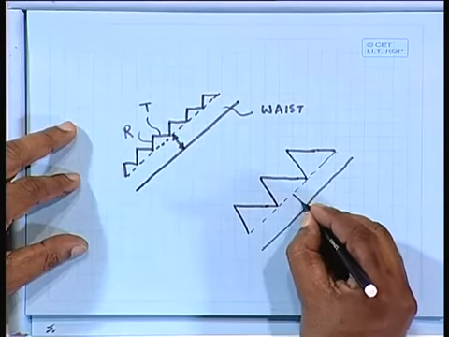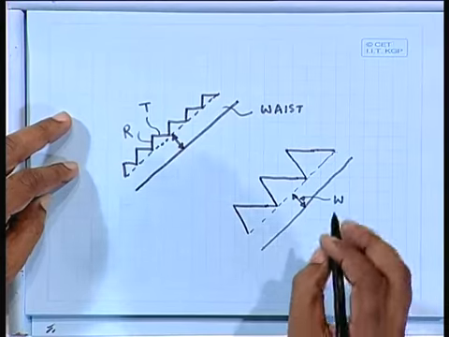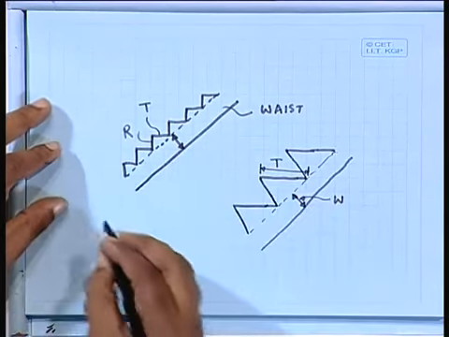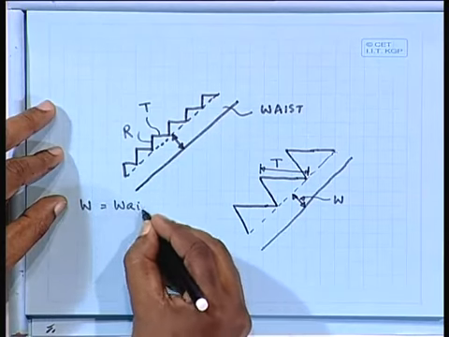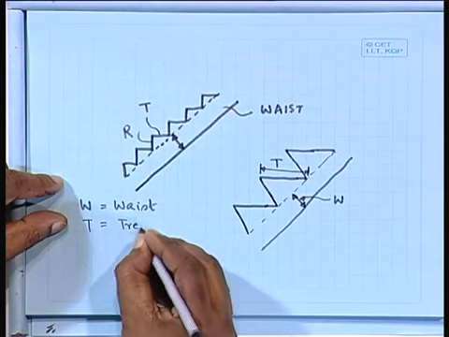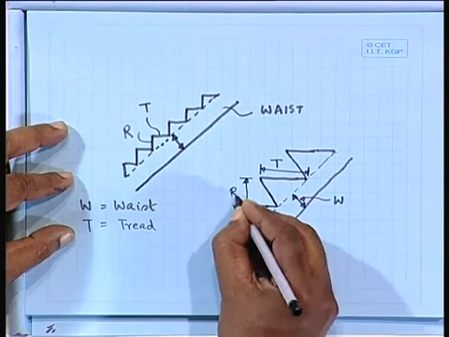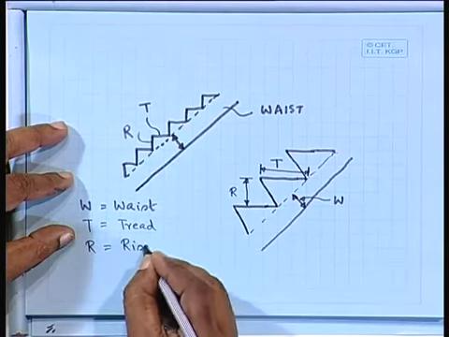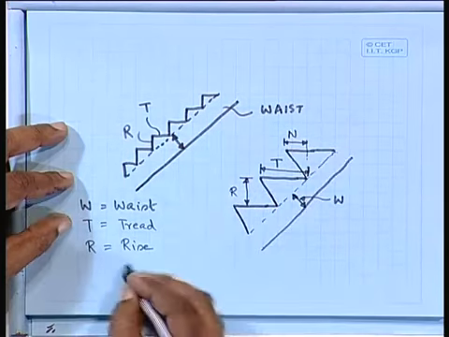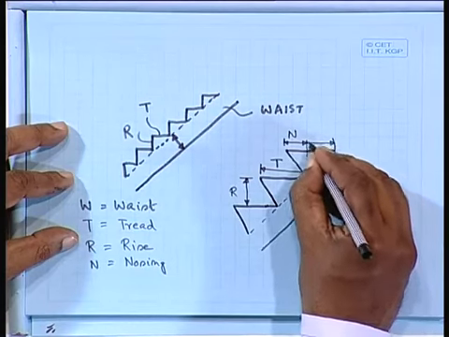So we have different components. This dimension is W, which is called waist. Then from here to here we have tread, or T. So W is waist, then T is tread, then we have R, which is called rise, and we have a certain portion called nosing, and this portion is called going.